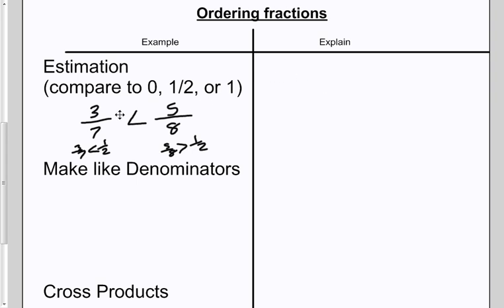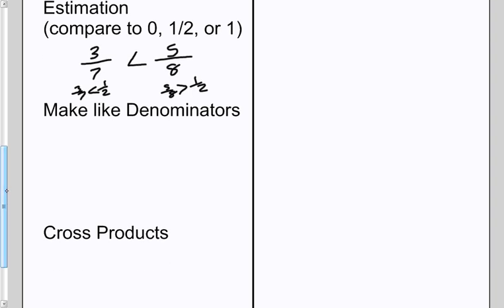All right, so making like denominators. Let's try that one. So let's say I have 3/8 and 2/4. Again, which strategy you pick is really going to depend on what your fractions are and which one is the easiest and works the best for those two fractions. So now this one I see that I can make like denominators fairly easily, whereas up here, 7ths and 8ths, that's not quite as simple. But because this one is, let's try this strategy.